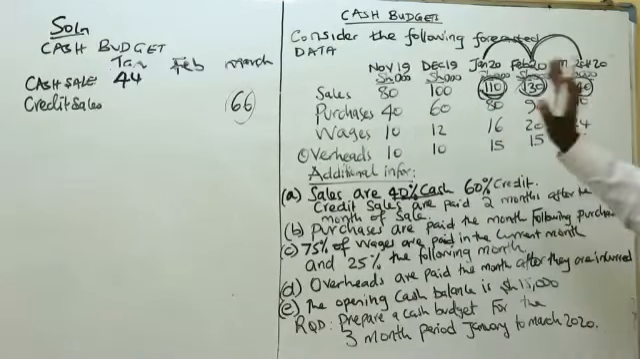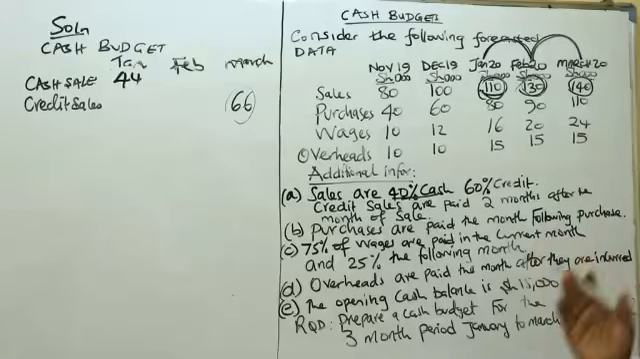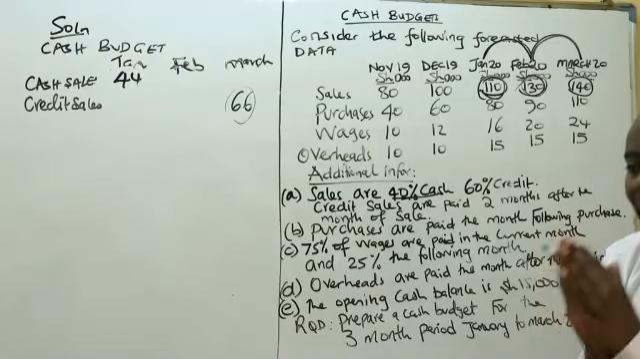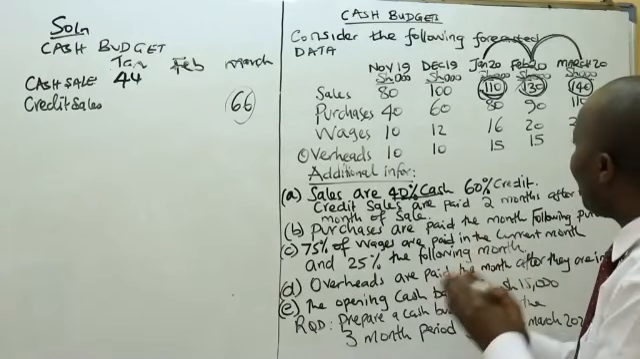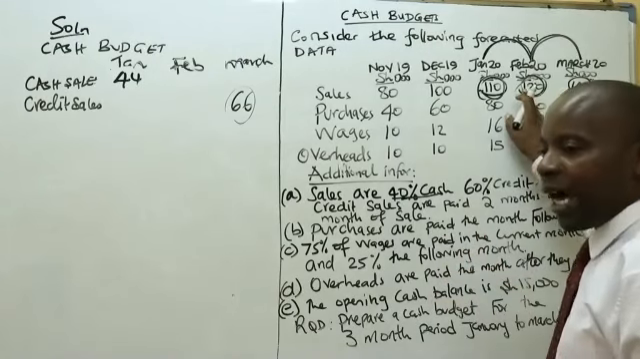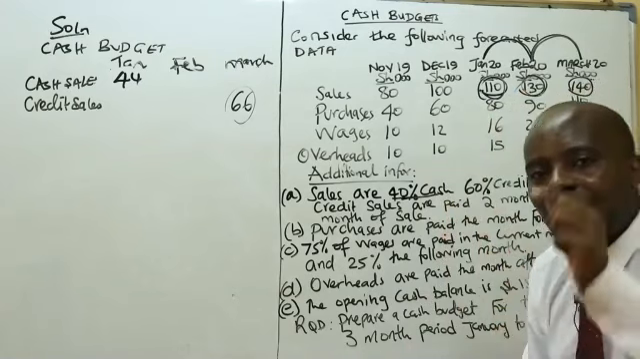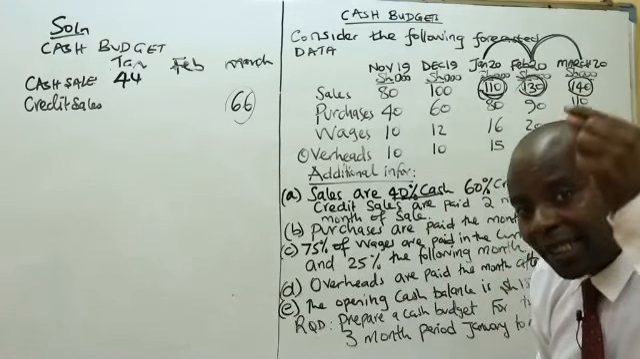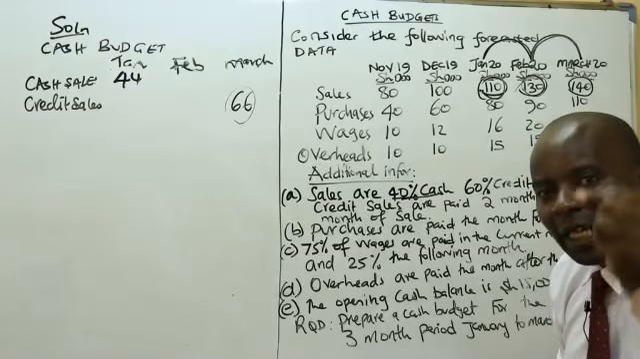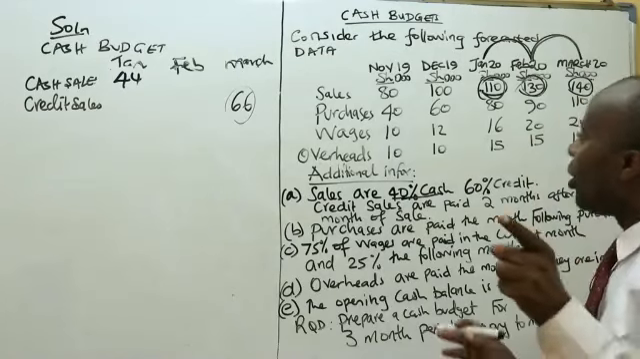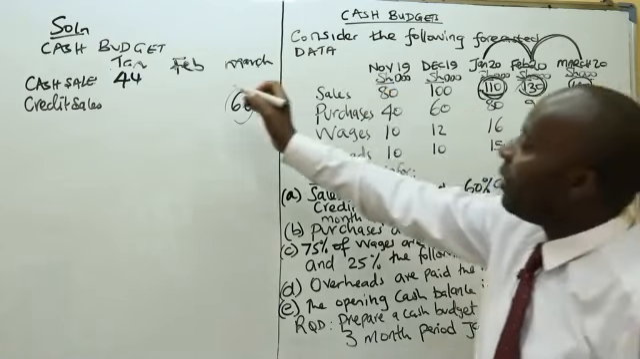Okay, now we are in the month of February. I want to account for the month of February. Sales in February were 130. Out of these 130, we are told that 40% is a cash sale. So 40% of 130 is 52. So 52 is what I'll book here.